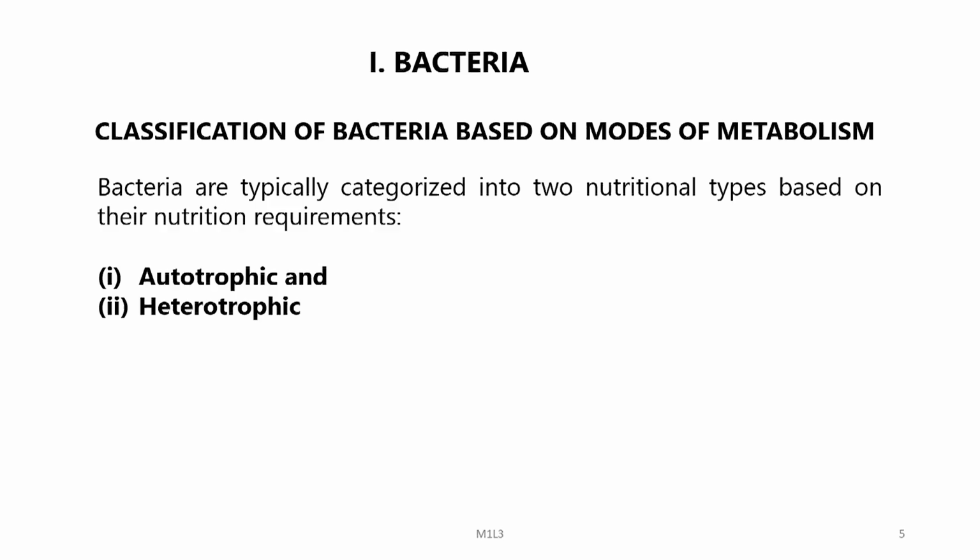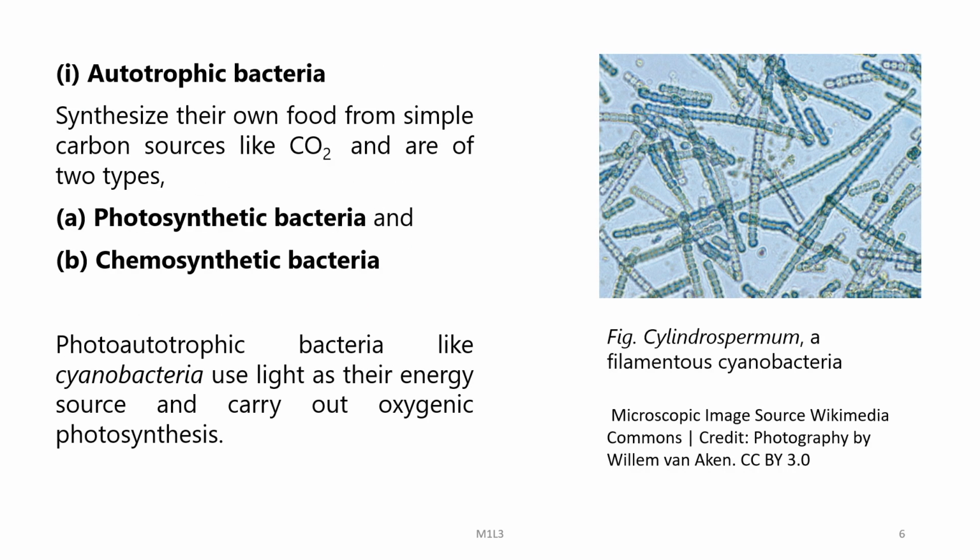We can typically divide bacteria into 2 nutritional types. The first one is autotrophic and the second one is heterotrophic. Now, what are autotrophic bacteria? They are bacteria which synthesize their own food from simple carbon sources like carbon dioxide, and may be further classified into 2 types. Number 1, photosynthetic bacteria, and number 2, chemosynthetic bacteria.